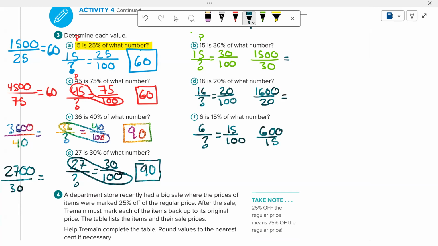So let's do that real quick. We're going to get 1,500 divided by 30. That's going to be 50. So 15 is 30% of 50. That's exactly what it is. 50 is the whole. That's what they were looking for. This is the whole. That's the part. You have to read carefully. It's all about reading right now.